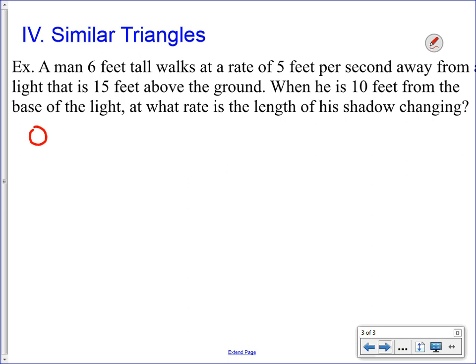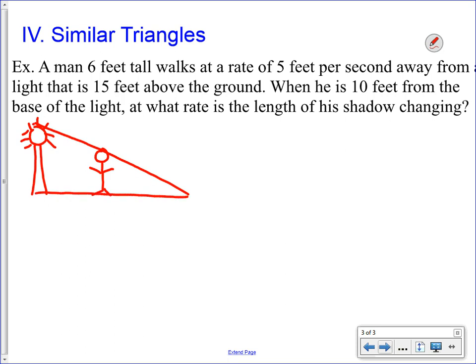We've got this lamp post. Imagine this lamp post. Okay, again, don't laugh at my pictures. And then we have a man who's walking away from the lamp post. So here's where your similar triangles come in. Okay, you could actually represent this with 2 similar right triangles.